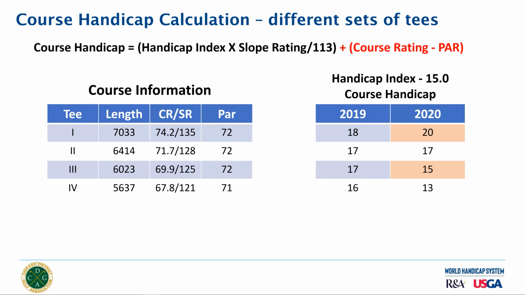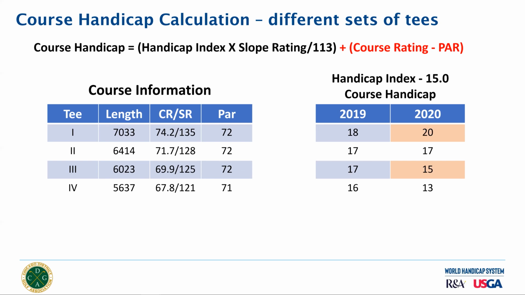You can see for 2020, the difference. Tee set number 1, this 15.0 now becomes a 20 for their course handicap. A 17 from tee set number 2, a 15 from tee set number 3, and a 13 from tee set number 4. Many times in the past, we would receive questions from individuals saying, how can I only move 1 or 2 shots when the course is more than 1,000 yards apart? Now that par has been brought into the formula, you can see the spread. It goes from a 2-shot swing to a 7-shot swing.